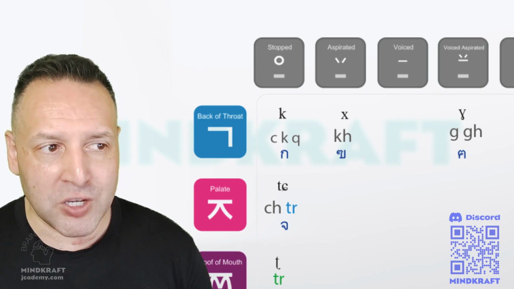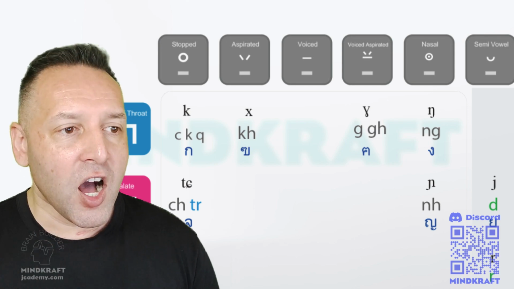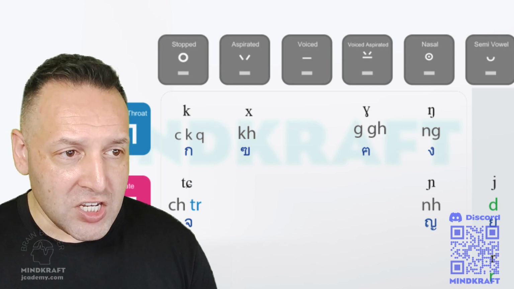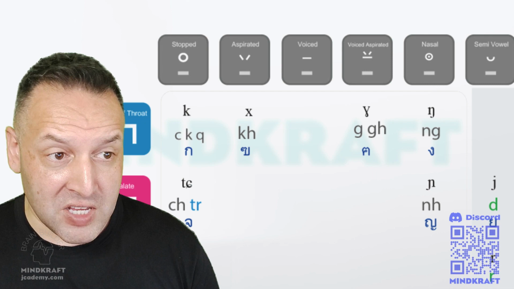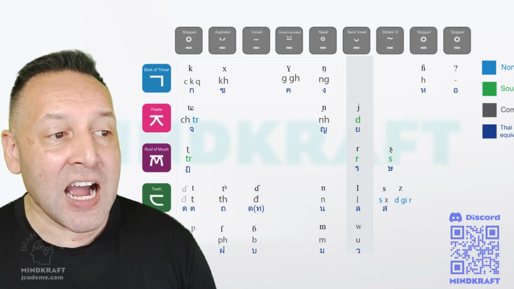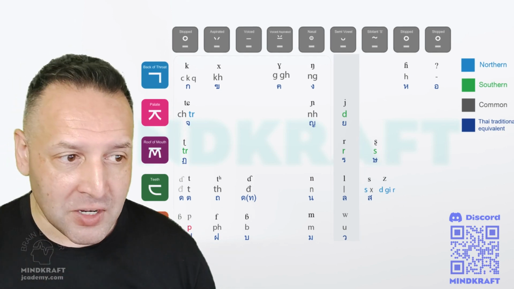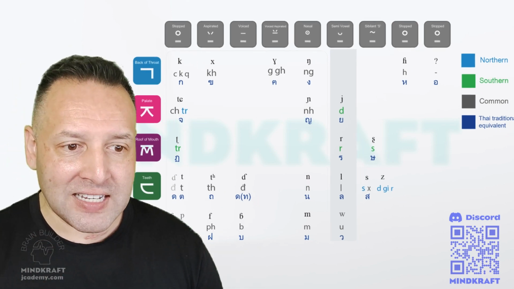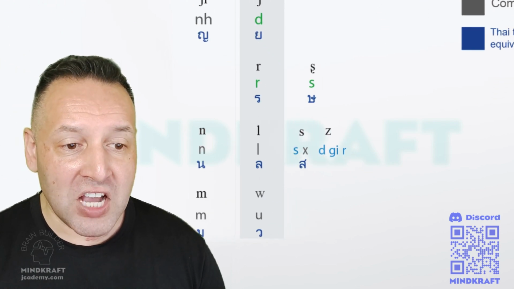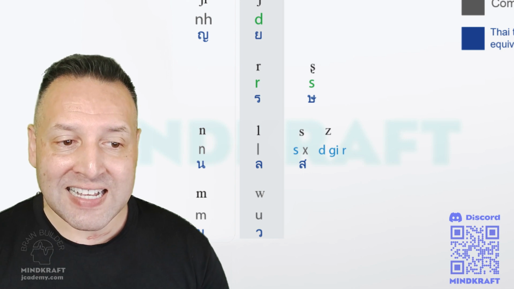And again, this was probably because of the Jesuit priests. You have KH representing ha. You have G and GH both representing g. You have CH and TR representing t or z, depending where you are in Vietnamese. And then you have a look down here. You have D, GI, and R, if in Northern Vietnamese, all representing z.